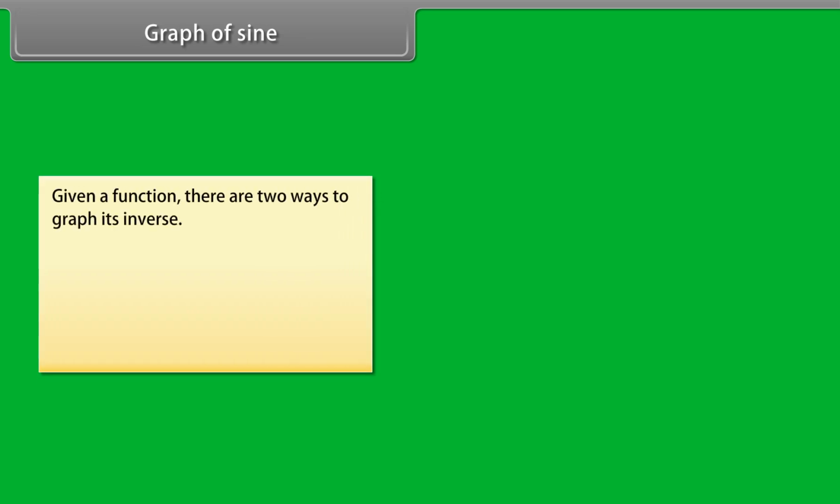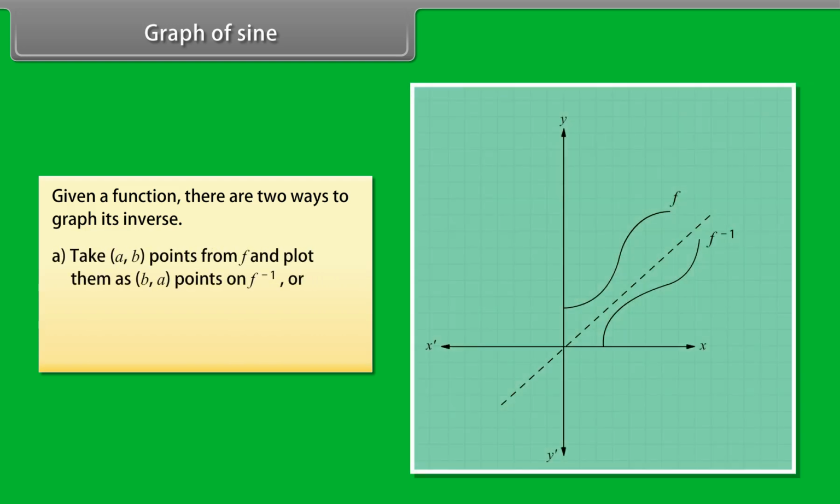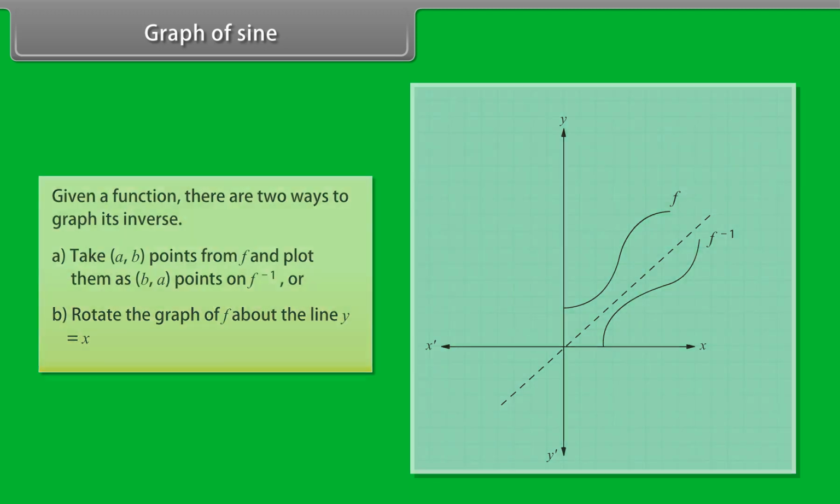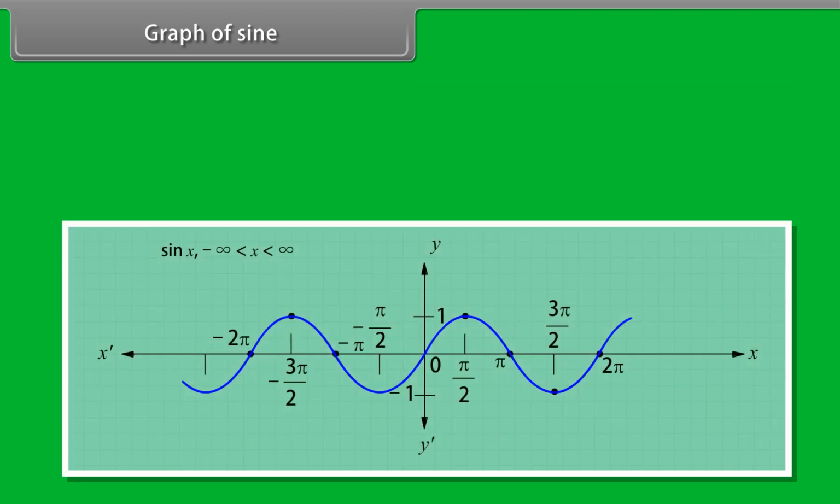Graph of sine. Given a function, there are two ways to graph its inverse. First, take a, b points from f and plot them as b, a points on f inverse, or second, rotate the graph of f about the line y is equal to x. We will begin this discussion by finding the inverse of the sine function. This is the graph of f of x is equal to sine x.